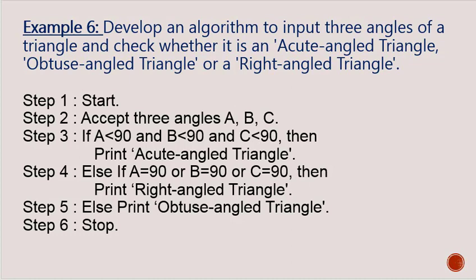Suppose none of these two conditions, step 3 and step 4, are met. In that case it will go to step 5 and print that the triangle is an obtuse angle triangle. So based on the conditions there are three branches, and any one of them will get executed at a time. After executing the correct statement, in step 6 the algorithm will end.